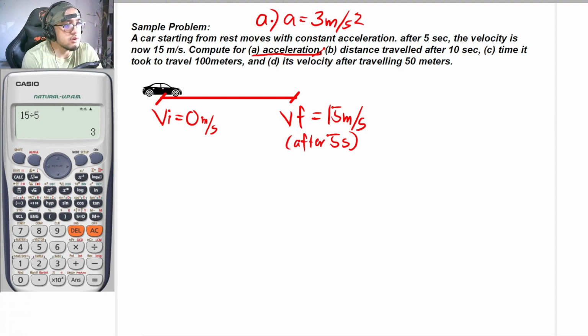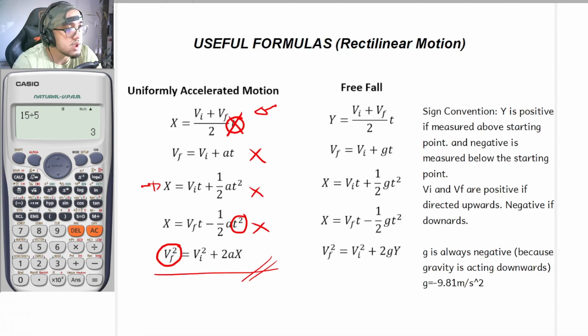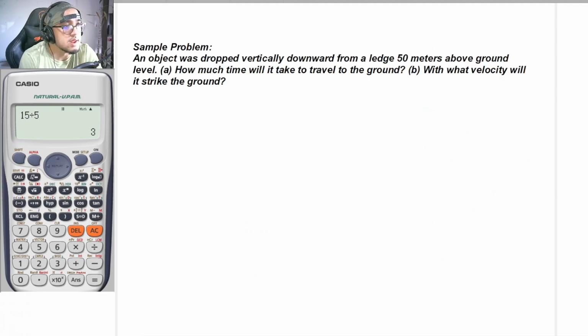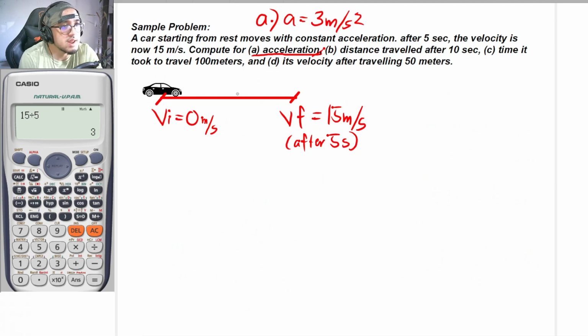Okay, second question. What is the distance traveled after 10 seconds? We can make use of any of these formulas. I think I want to use this equation here, since the value for VI remains 0. For the acceleration, we have already solved for this. And as for time, that was given in the problem: time after 10 seconds.